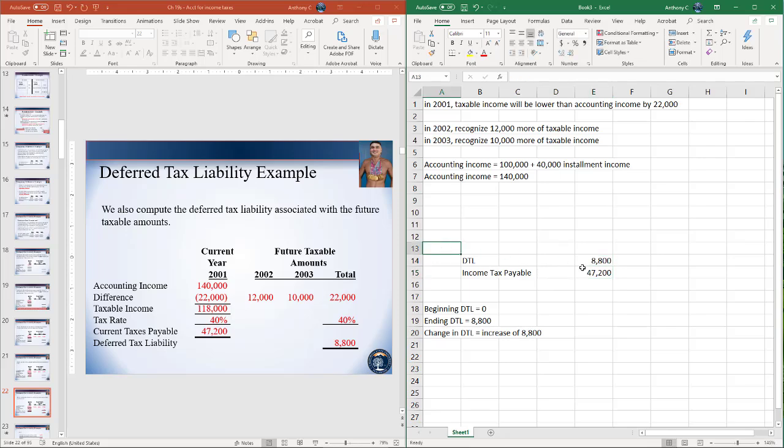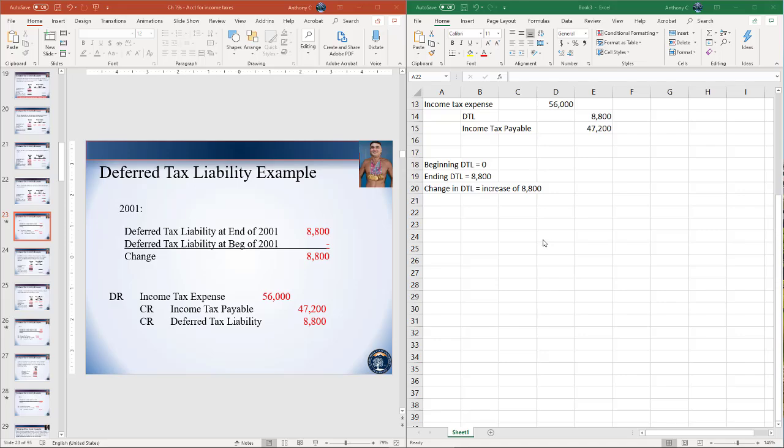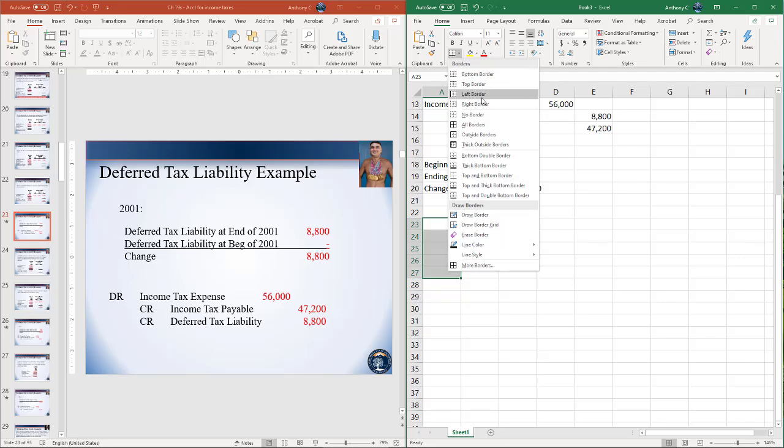And then as we said earlier, the last step would be to plug in your income tax expense, which is equal to your income tax payable of 47.2 plus the change in deferred taxes of 8,800. So our income tax expense would just be equal to the sum of these two cells, so 56,000. Right, and that's what we have on the next slide. So before we get into the next year of this example, let's just quickly create a T account here for DTL, since we need to keep track of the change in deferred taxes.